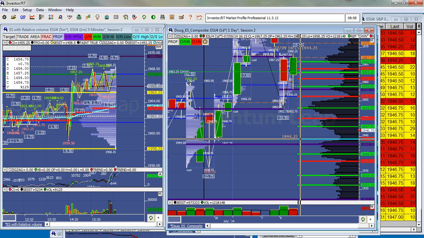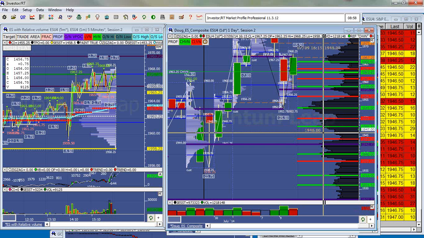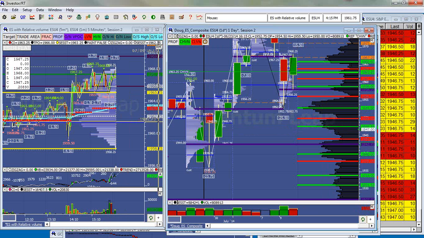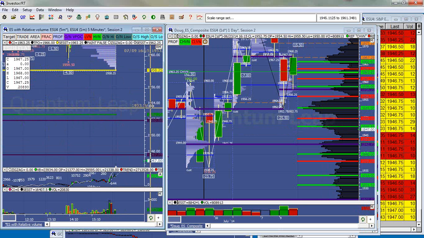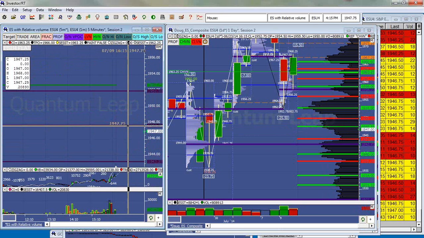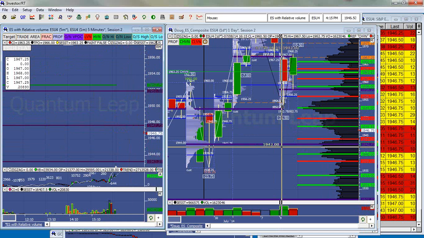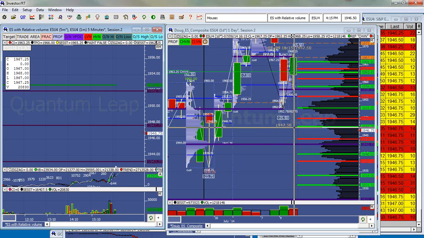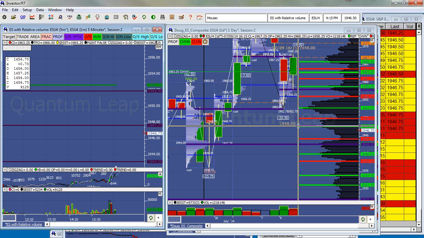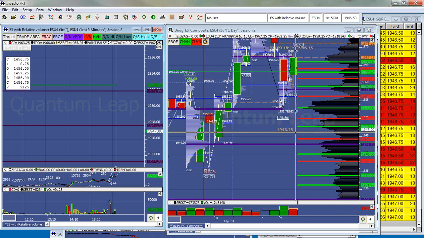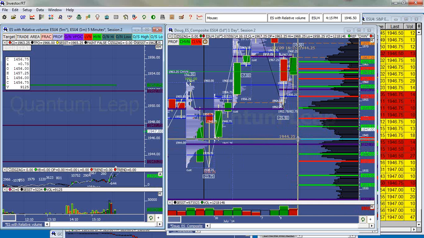I would wait to see if you get the buyers. It's going to be hard to take a trade in this area because there's really nothing down here to guide us other than this 1947.75 and the 1950 overnight VPOC. But the key level below us right now is this 1944 and a quarter.